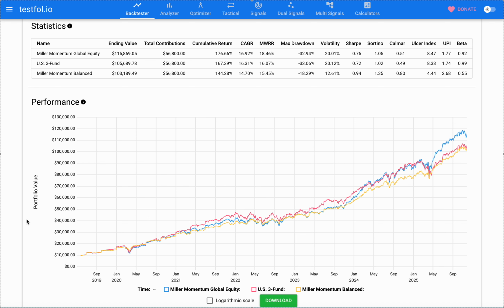I mean, this is really good. And it just goes to show that taking a global look at things, and not just performance chasing based on the past decade, thinking strategically can really pay off in the long run, because the US 3 fund strategy is dependent on the United States continuing to bring in just gargantuan returns.